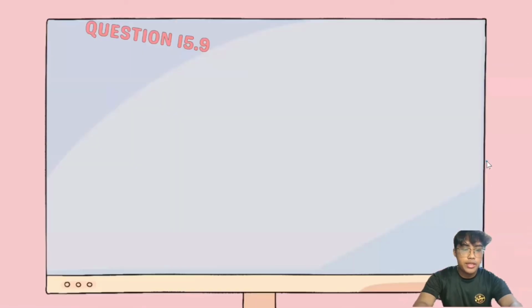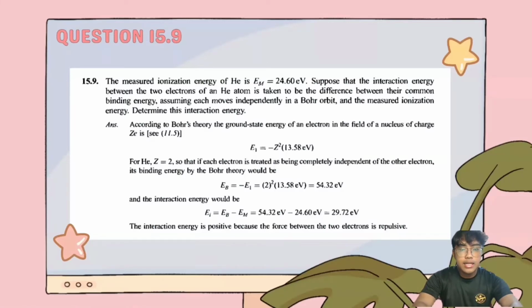Question 15.9. The measured ionization energy of helium is Em equal to 24.6 electron volt. Suppose that the interaction energy between the two electrons of a helium atom is taken to be the difference between their common binding energy. Assuming each moves independently in a Bohr orbit and using the measured ionization energy, determine this interaction energy.